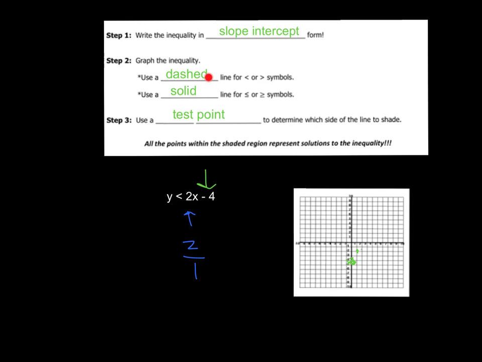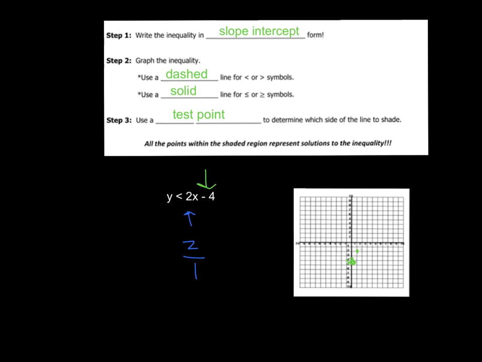A dashed line would mean that the solutions, or the ordered pairs that fall on the line, would not be part of my solution set. That's like a boundary. So that's where the solutions begin, okay? If I have a less than or equal to or greater than or equal to, that's when I'm going to use that solid line that tells me, hey, all the ordered pairs that are on this line satisfy this inequality.